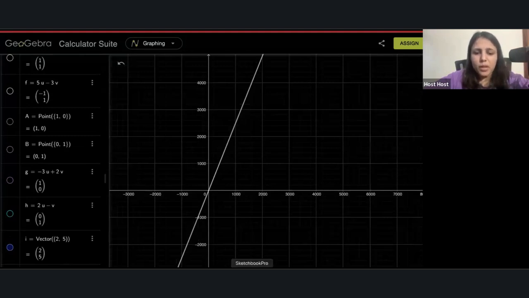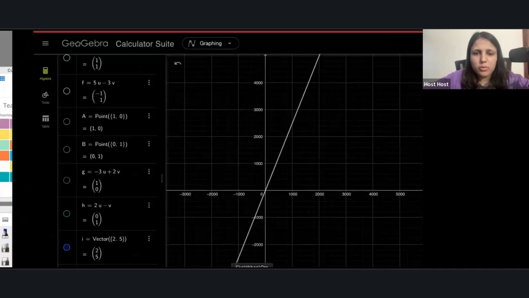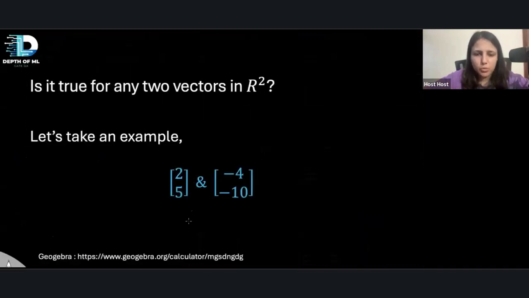Fine. So what is special about these two vectors that I picked here, 2, 5 and minus 4, 10? If you observe clearly, you will see that minus 4, 10 is nothing but minus 2 times 2, 5. So it is a scalar multiple, a scaled vector of the first vector that we already have.